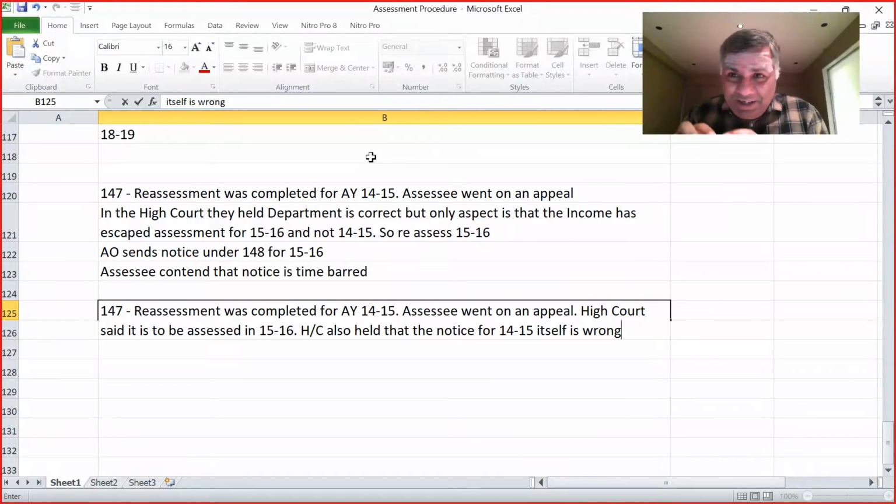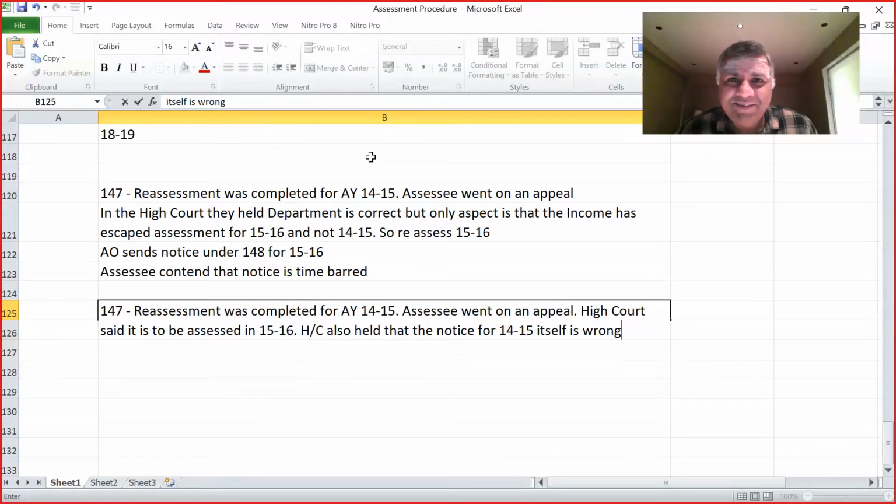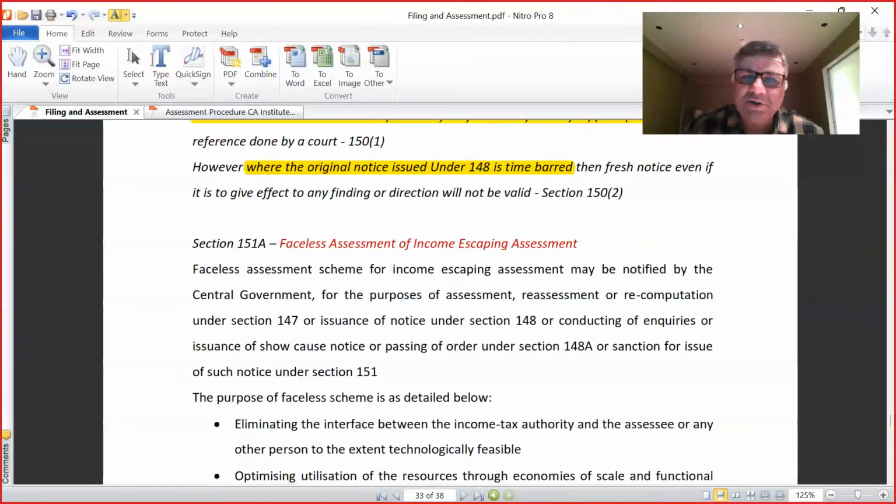That's beautiful. When the original notice itself has gone, you can never correct that error. Now you cannot say, no, High Court asked me to do 1516. High Court asked you to do it on the belief that 1415 is correct. However, where the original notice issued itself is time barred, then a fresh notice, even if it is on the findings or directions, will not be valid. Normally, for appellate authority, no time limit, provided the original notice is on time.